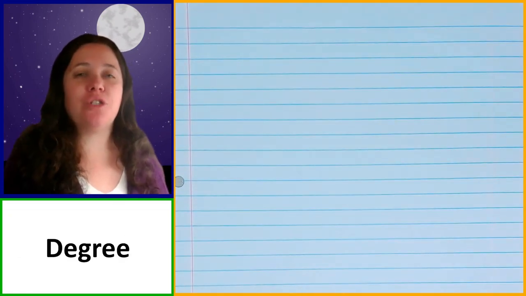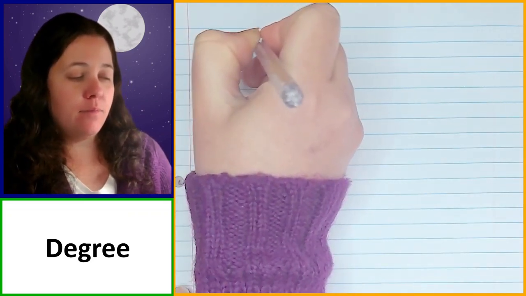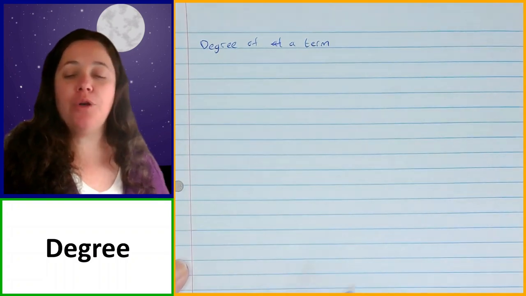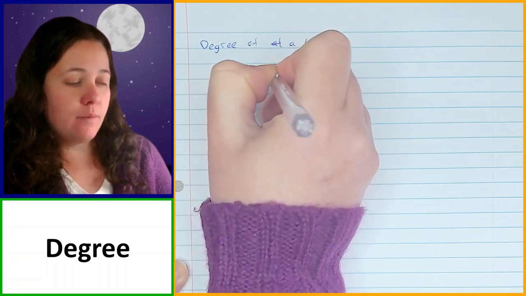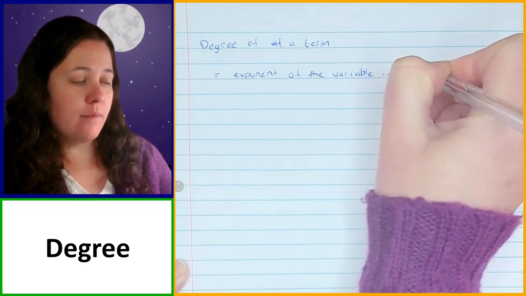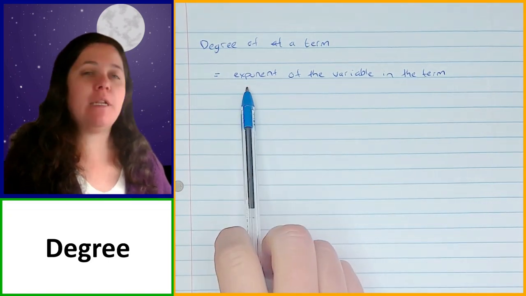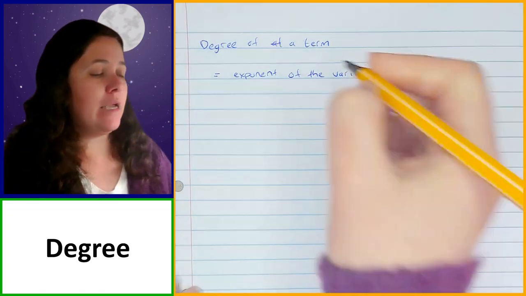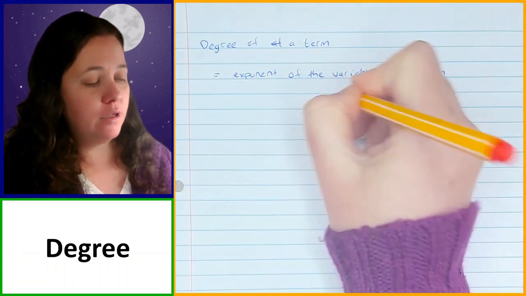The next thing we're going to talk about is degree. We can find something called the degree of a term. Okay, so the degree of the term is equal to the exponent of the variable in that term. Now, if you've got a term that is just 3x squared, okay, then the exponent of x is 2. So like over here, if I've got 3x squared, the exponent of the x is 2, so that is my degree.